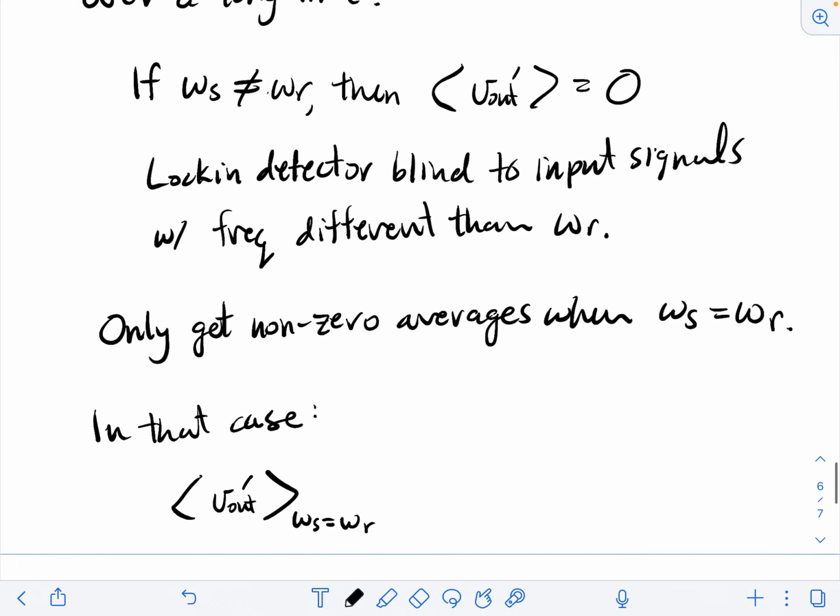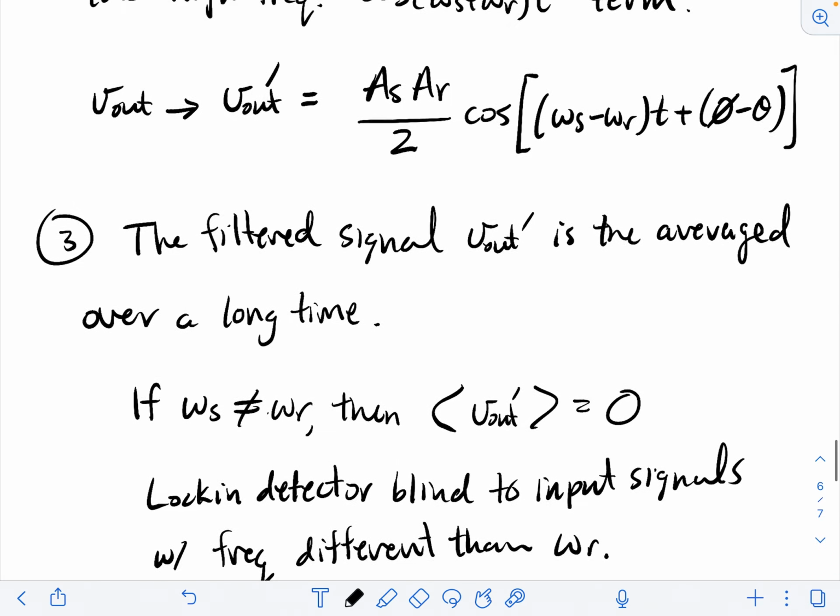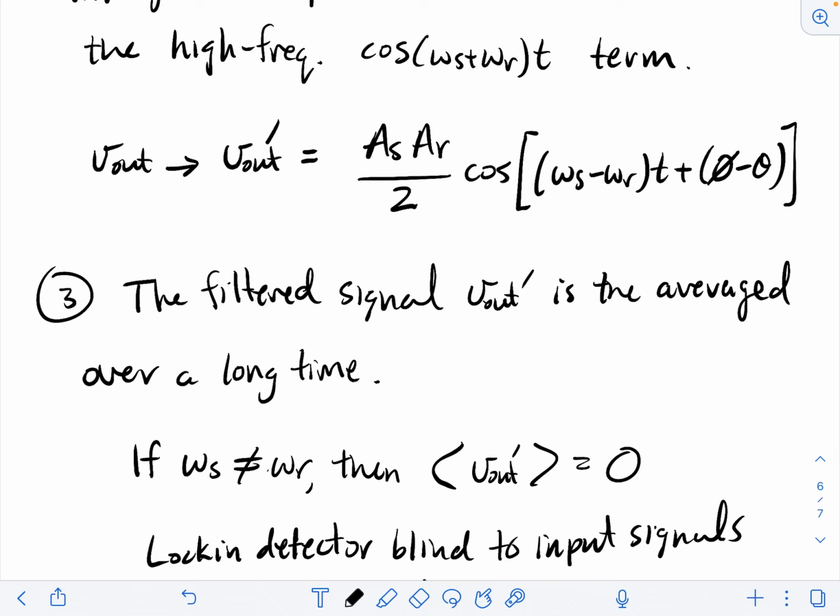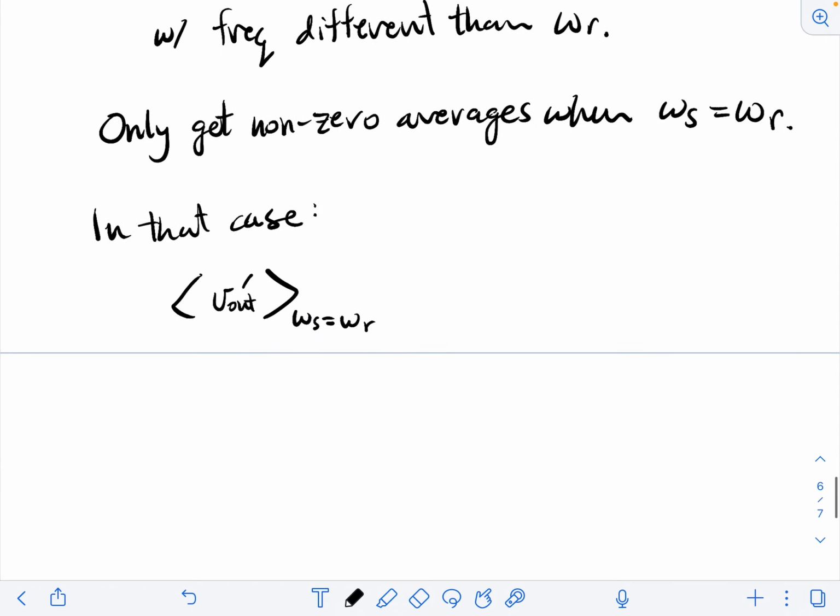Well, if omega s is equal to omega r, then we have the cos of 0 times t plus phi minus theta times the things out front. So we're going to have the product of the amplitudes divided by 2, and then we have the cos of phi minus theta. Okay, I'm going to call that equation star. I think we'll come back to it.